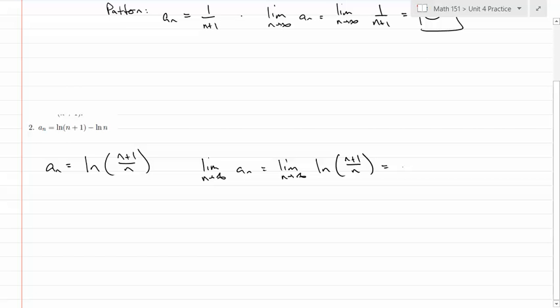So what's in the parentheses approaches 1, but we are still taking the natural log of that. So it boils down to taking the natural log of 1, which is 0. Okay, so that sequence also converges to 0.